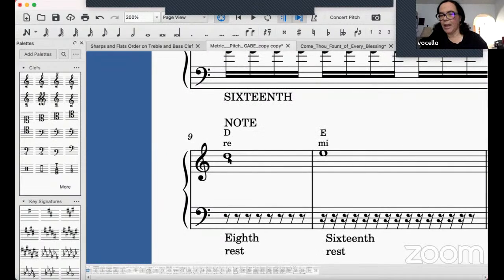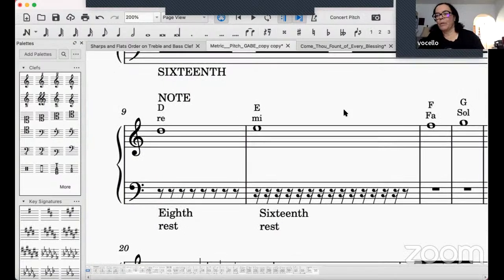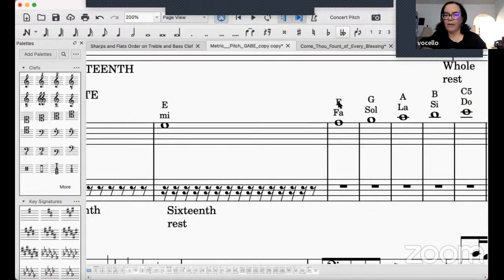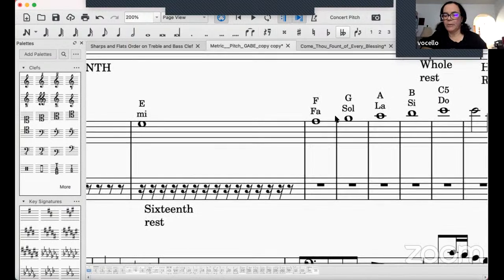D5 is the fourth line on the treble clef. It is D or Re. The fourth space is E or Mi. Let's go until here. In the books, you have the entire scale, but today we'll just go until the line number 5, which is F or Fa. That is F5. The first space above the music staff is G or Sol. The first larger line above the music staff is A or La, and so on.